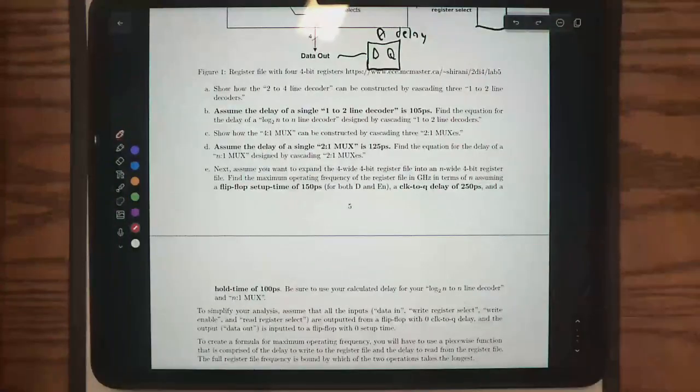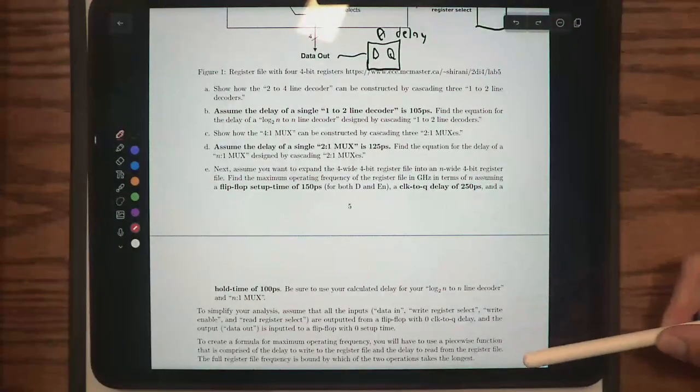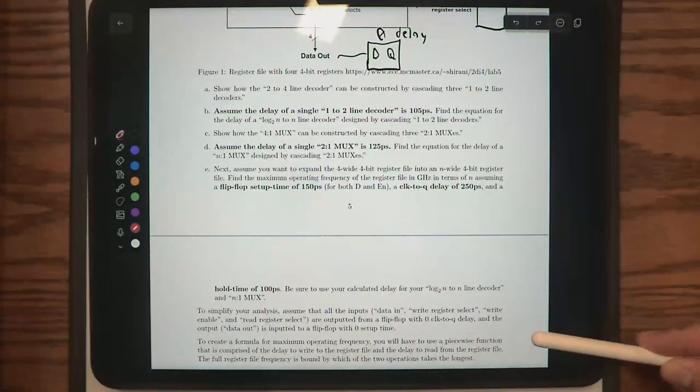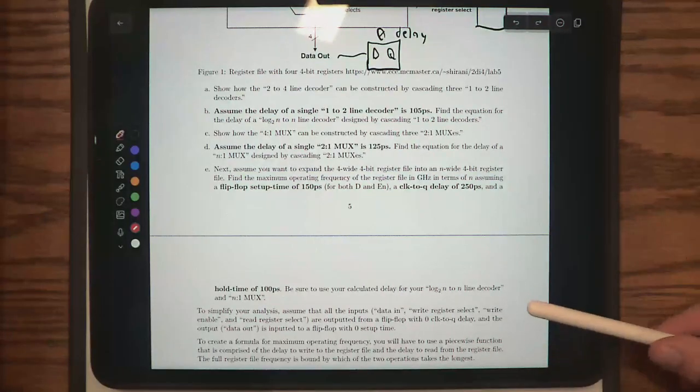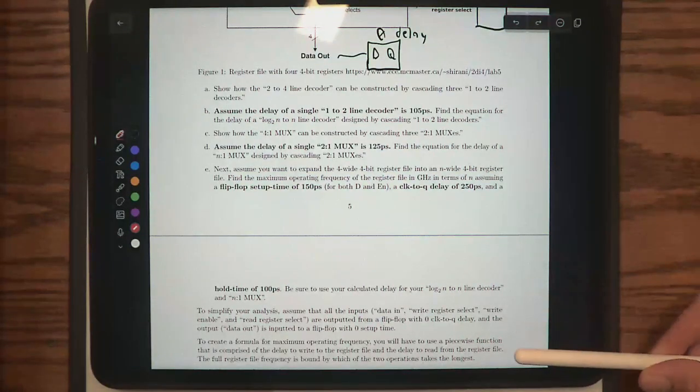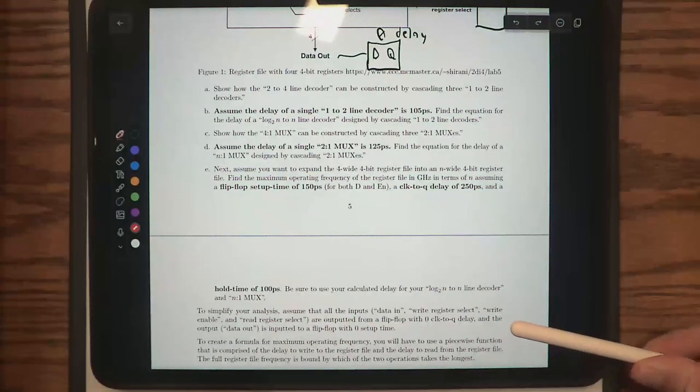Did anyone create a piecewise function for this? Is anyone feeling confident? Cool, yeah. We can go over it if you want, but I'd rather answer other questions first because there's only 20 minutes left of class.